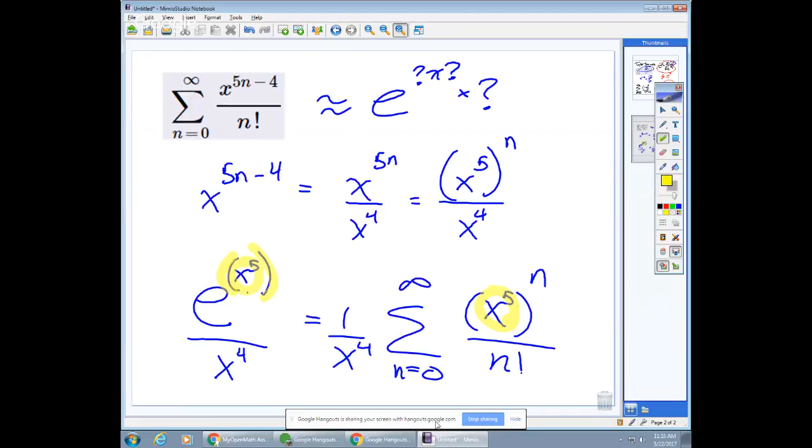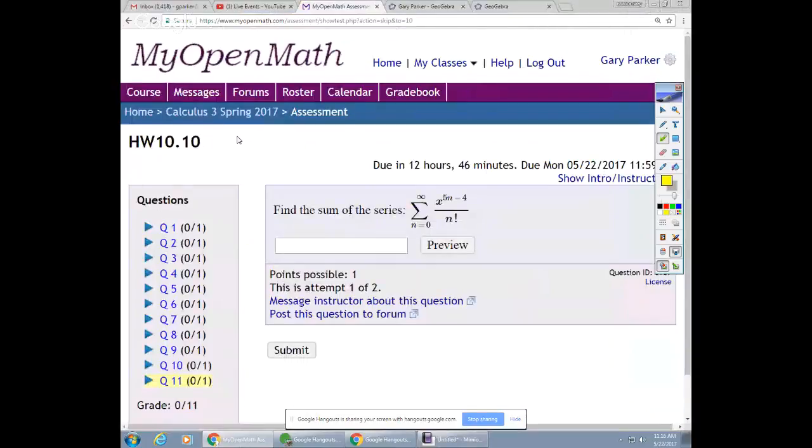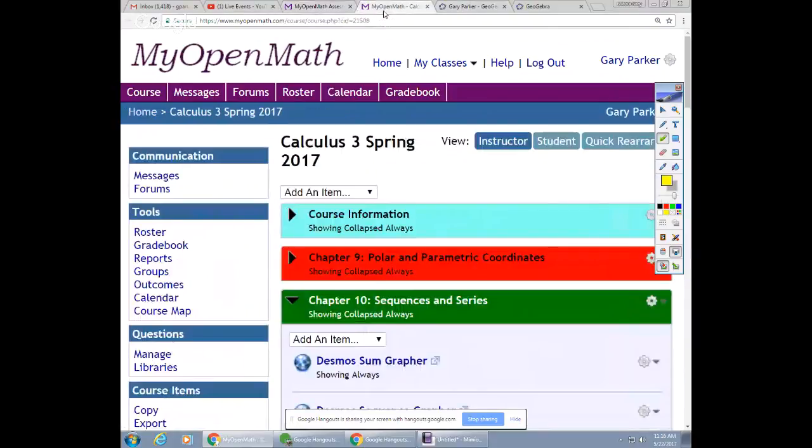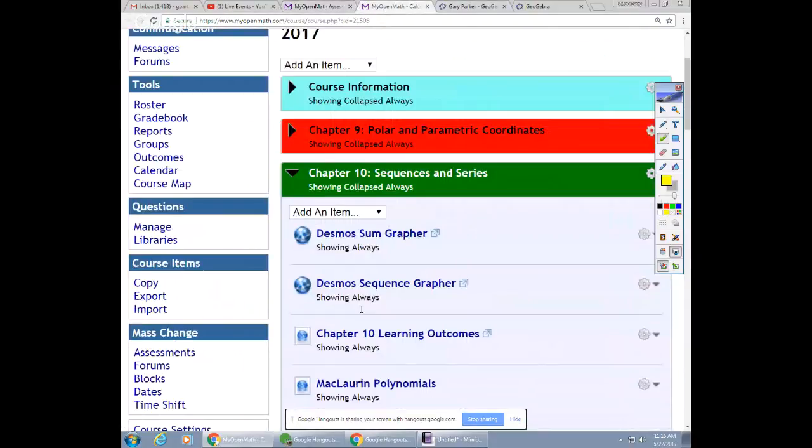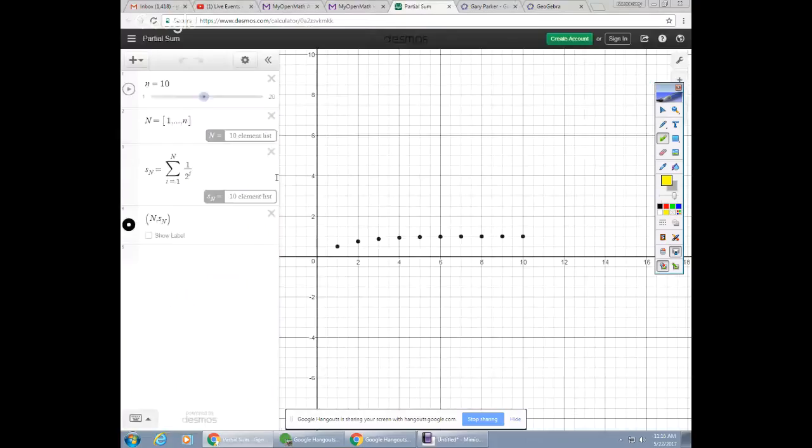What can I do to check that? Well, I guess I could graph a few of these and see. So I think for that, I would like the Desmos grapher. Means I have to leave this page, open a new tab. Desmos sum grapher is what I want. So what I want to do, ooh, can I do that here? Have I tried this before?